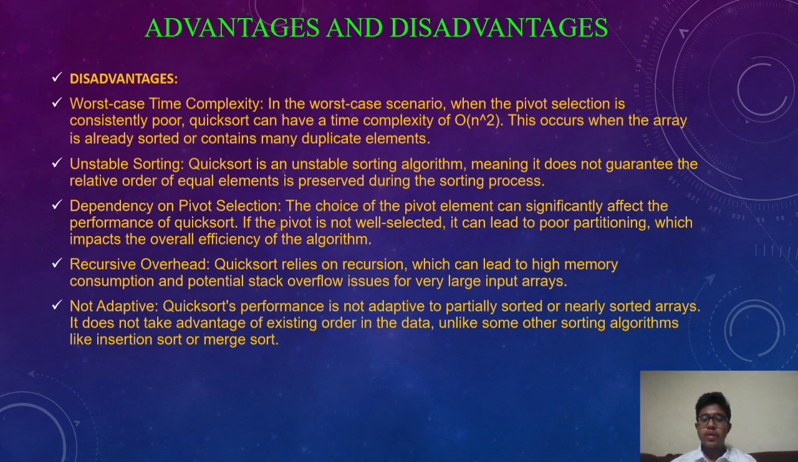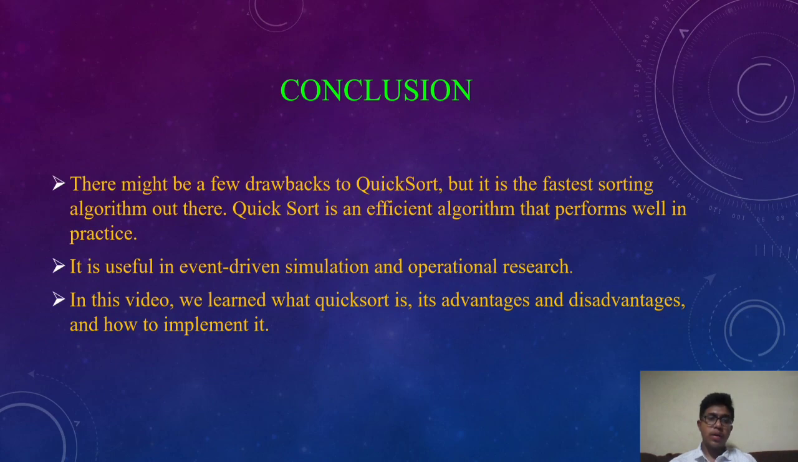Recursive overhead. Quicksort relies on recursion, which can lead to high memory consumption and potential stack overflow issues for very large input arrays. Not adaptive. Quicksort's performance is not adapted to partially sorted or relatively sorted arrays. It does not take advantage of existing order in the data, unlike some other sorting algorithms like insertion sort and merge sort.